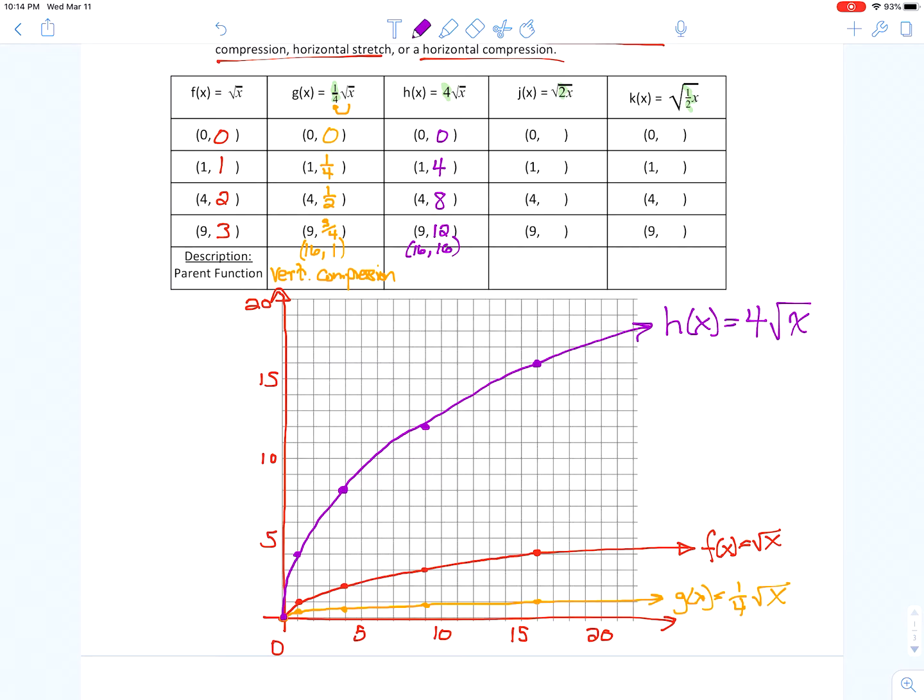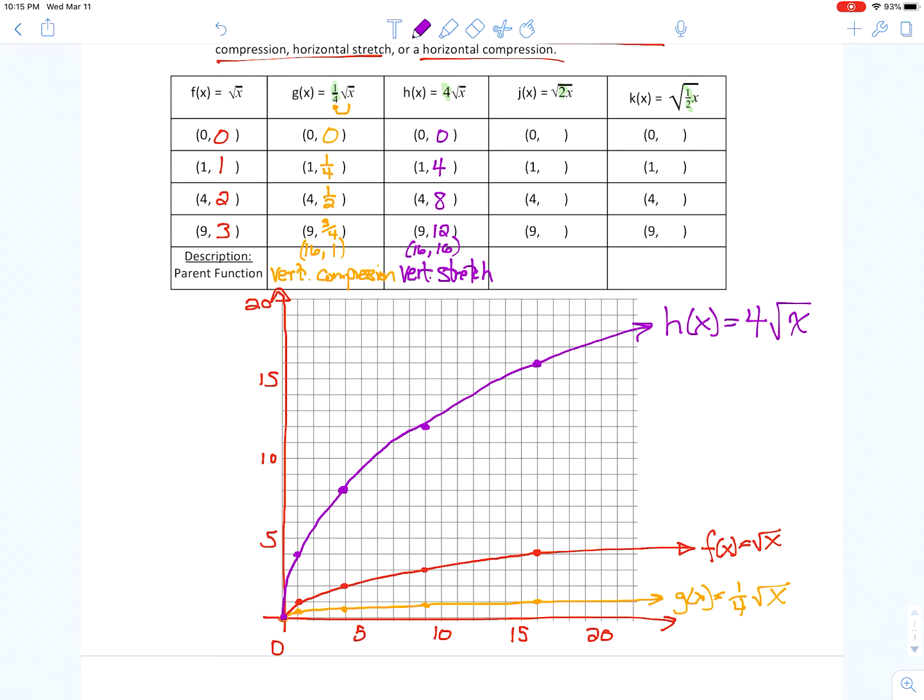What's happening here? Well, the x coordinates are all the same, but the y coordinates have been pulled up, almost as if all those points have been stretched vertically. That is a vertical stretch. I'm going to erase those arrows because I'm going to put some more in there. That's a vertical stretch.